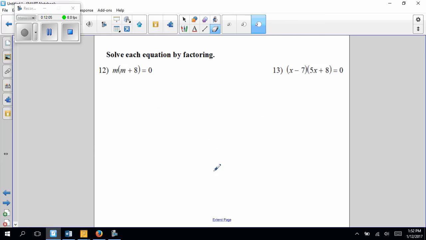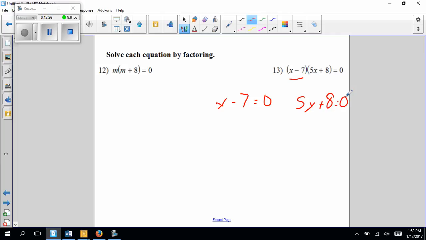Second question, number 13, is the exact same way. It already is factored for you. Just like in the first 10, 11 problems, the factoring is done. At this point, you just have to solve. So you take each one and set it equal to 0. This part, x minus 7 equals 0, and this part, 5x plus, I'm going to run out of room, equals 8. There we go. All right, I add 7, so I know x equals 7 is one solution.